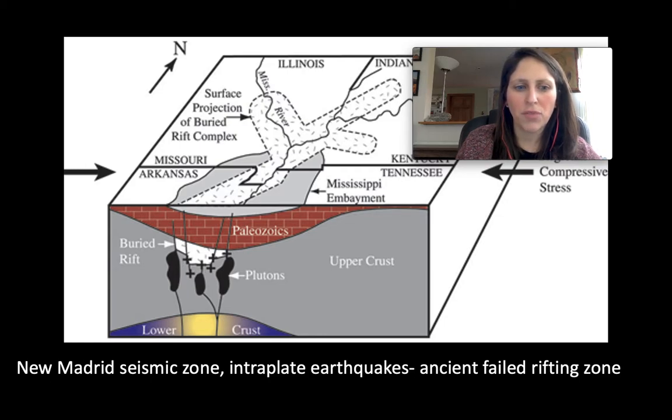Okay, so we talked about the New Madrid seismic zone. This is our intraplate earthquakes. And you can see the bedrock that's causing these earthquakes, right? This ancient failed rifting zone here.